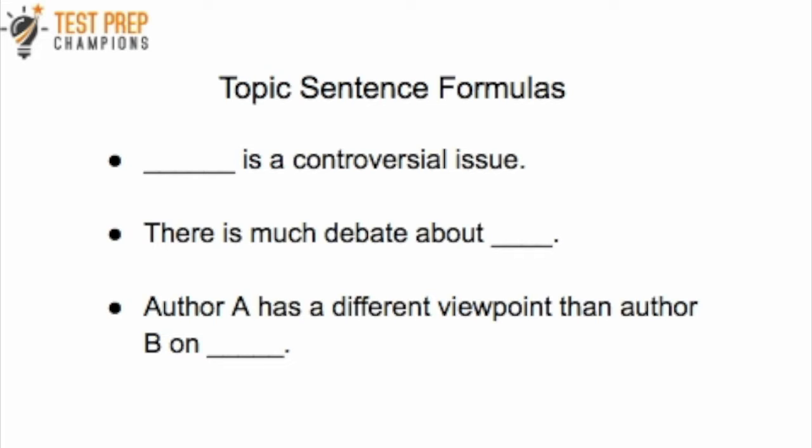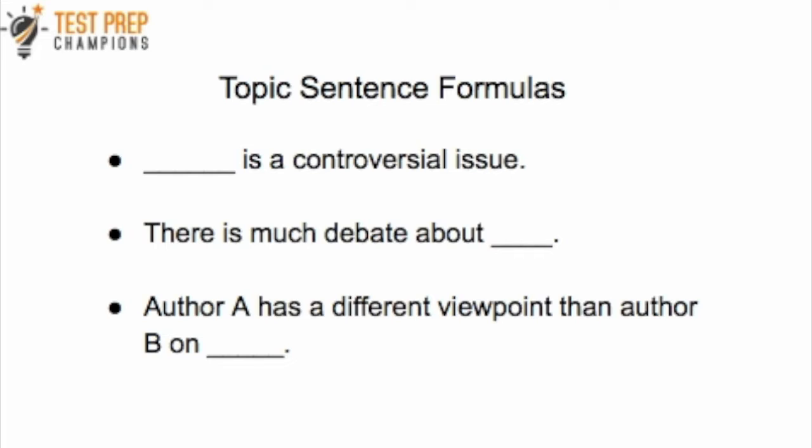Okay, so here are a couple formulas you can use. A simple one is "blank is a controversial issue." All right, now on your test, are you going to type in a blank? No, all right, you're not going to type in blank. All right, you're going to put whatever the actual topic is into the blank. So if, let's say you read two passages and they're both about what is the best age to give kids a cell phone. All right, you type in the best age to give kids a cell phone is a controversial issue. Okay. Now the next formula is "there's much debate about blank." All right, so again, for example, you could say there's much debate about the best age to give kids a cell phone. Simple enough.